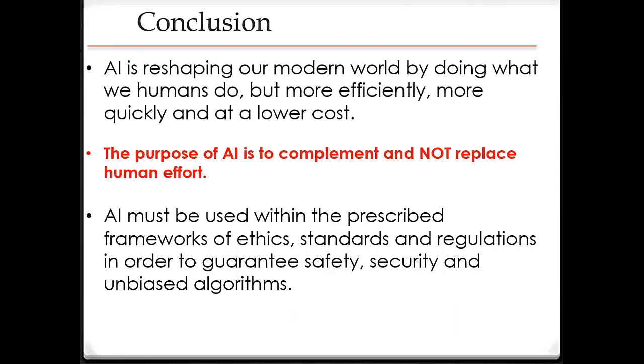In conclusion, AI or machine learning is reshaping our modern world by doing what we humans do, but more efficiently and more quickly and at a lower cost. And I'll stress this one most important thing. The purpose of machine learning or AI is to complement, not to replace human effort. There's a notion that it's going to take people's jobs. Yes, some jobs are going to be replaced, but other new jobs are going to be created. And that is the way every industrial revolution works.